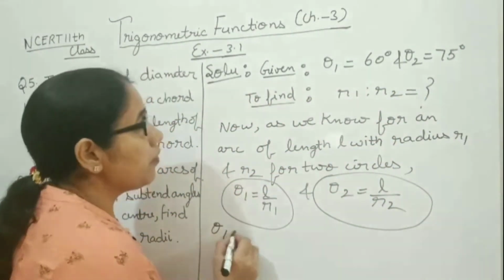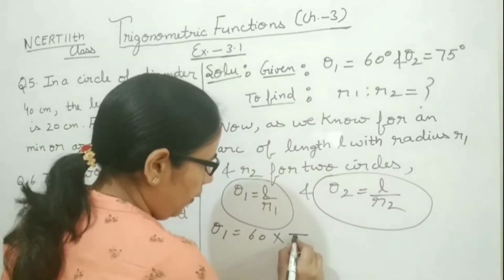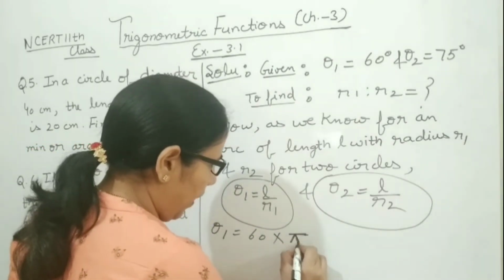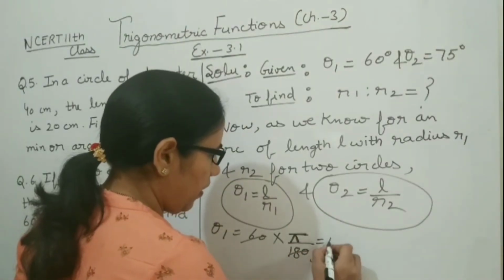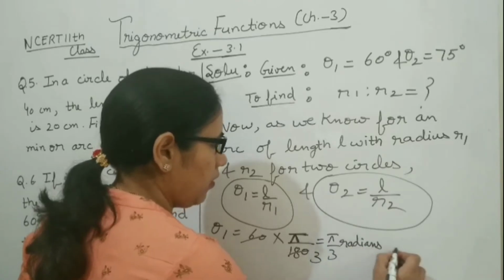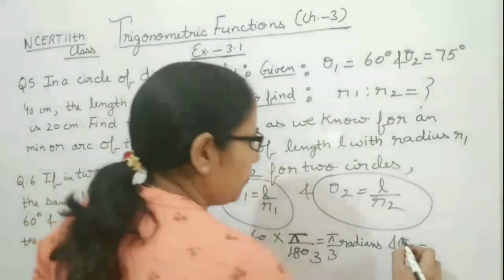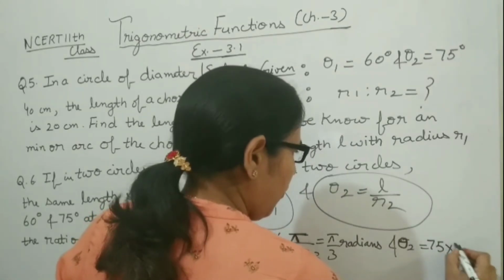So convert theta 1 and theta 2 first into radians. Theta 1 is given as 60 degree, so convert it into radians. Multiply it with pi over 180 degree. So it comes out to be pi by 3 radians. And similarly theta 2, 75 into pi over 180.